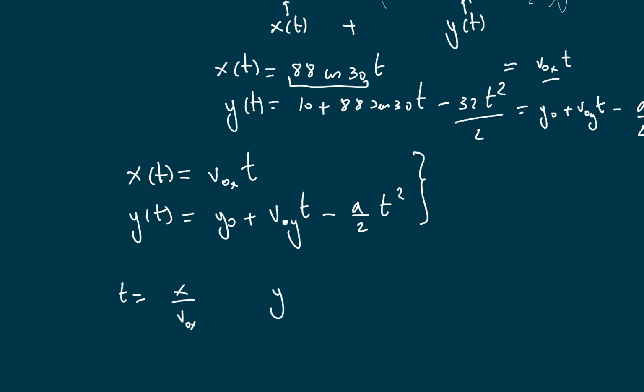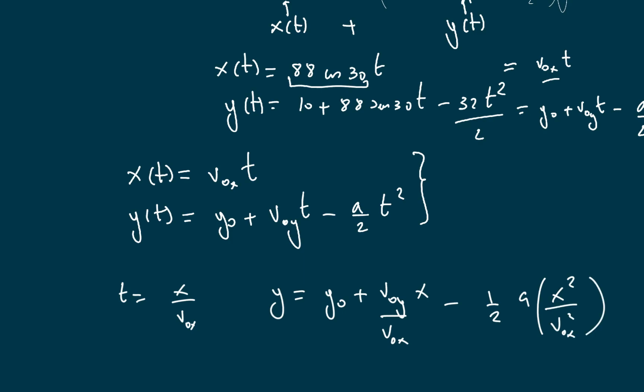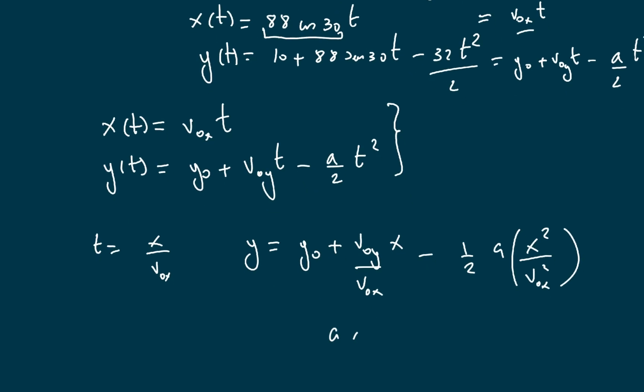If you plug in, the y will be y0 plus v0y times t, where t is x divided by v0x, minus 1/2 a times t squared, where t squared is x squared divided by v0x squared. And this is the equation of a parabola. It's of the form ax squared plus bx plus c. The a will be this, well, this a is confused with the acceleration. Maybe we call it with another name.